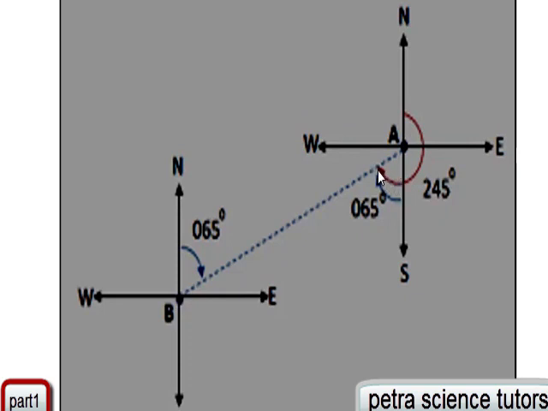It's not up to 270, so we stop at 245. Now 180 plus what will give you 245? That's important for you to calculate. 180 taken away from 245 gives us 65 degrees. Okay, and our step says we should take note of alternate angles.